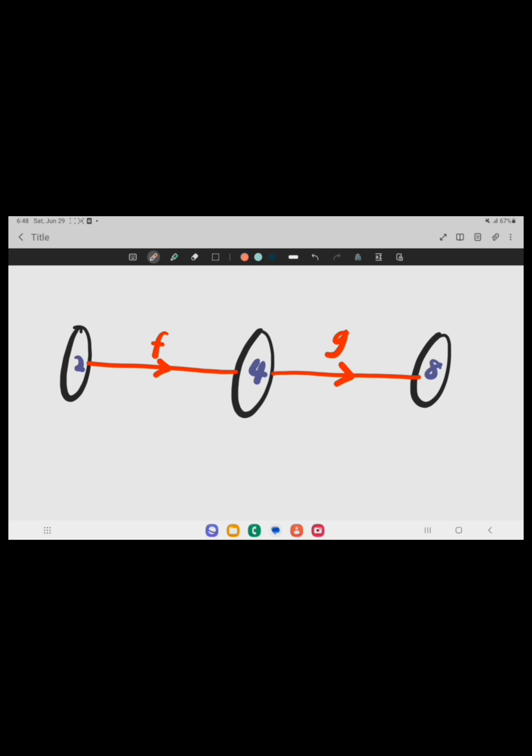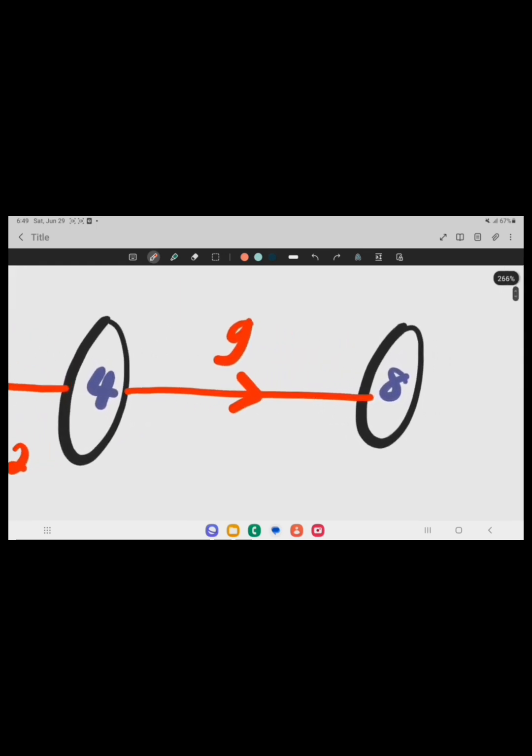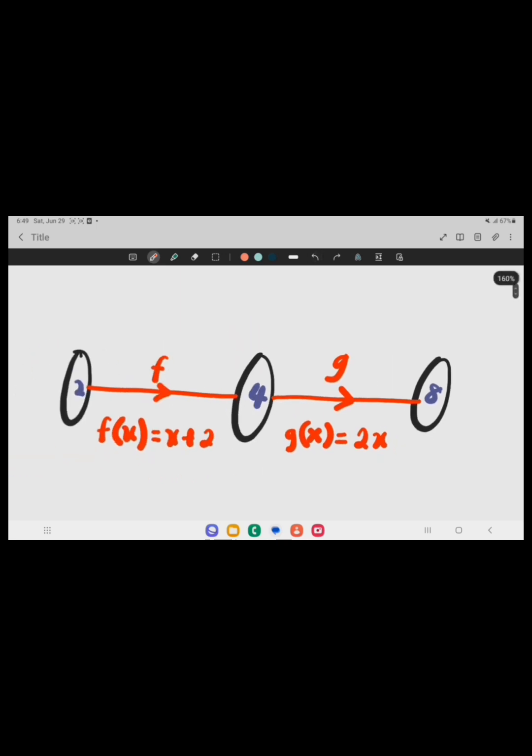So the equation will be like this: f(x) is equal to something plus 2, because the relationship is plus 2. As for g, what's the relationship between 4 and 8? It is times 2, right? So g(x), the equation of the function, will be something like x times 2, because the relationship is times 2. So this will be the function. Now how do we find the composite function, which means from here to here?